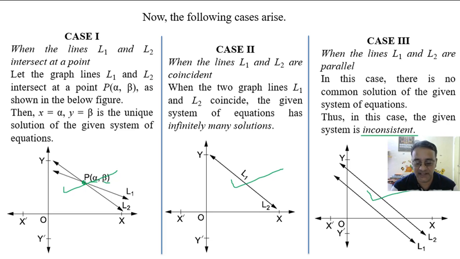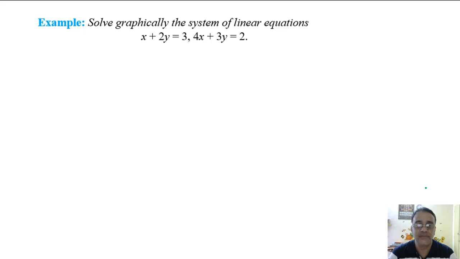Whether all these three cases are clear? Yes, sir. Okay. So now we are going to solve graphically the system of linear equations. So x plus 2y is equal to 3, 4x plus 3y is equal to 2.